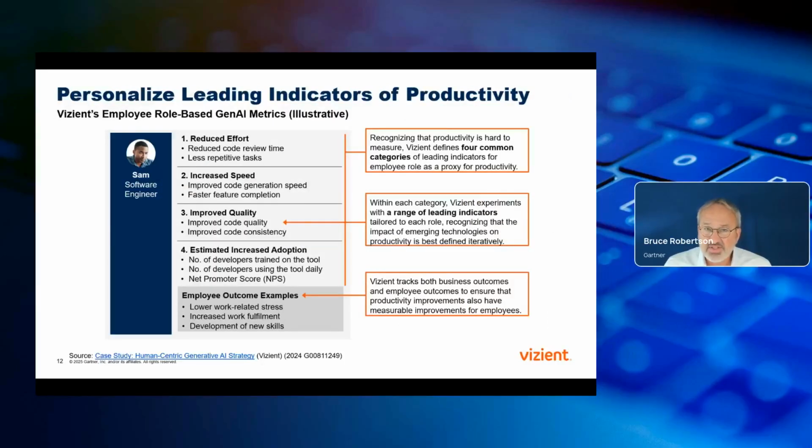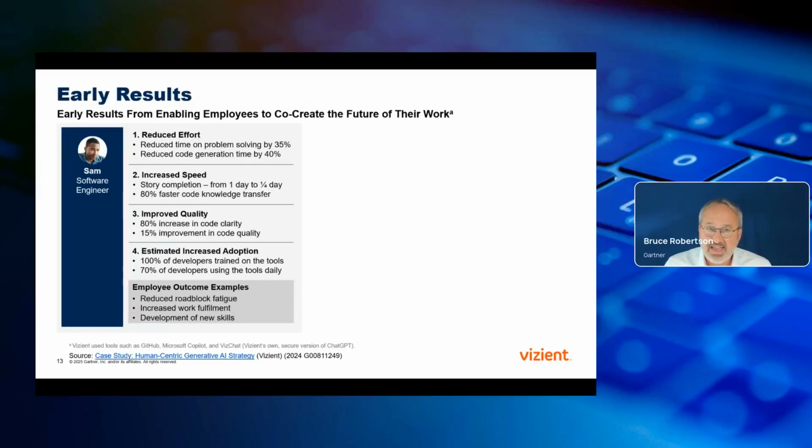So here are some of the results that came from the case study. We are looking at the reduced effort, the increased speed, improved quality, et cetera, generally adoption by programmers. Also, of course, some employee outcome examples. And you'll see me echo these in the case studies that I do using our structures. Finally, the actual results from Sam include things like reduced time on problem solving by 35%. You'll see I'll quote the improved quality of 15% improvement in code quality.